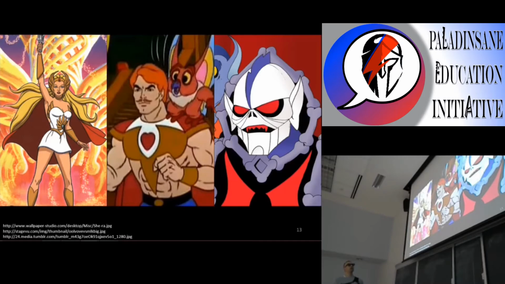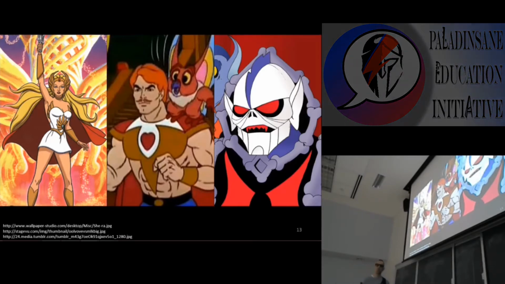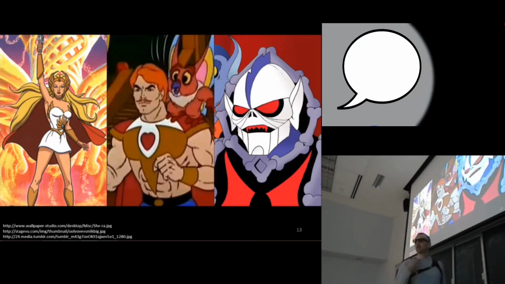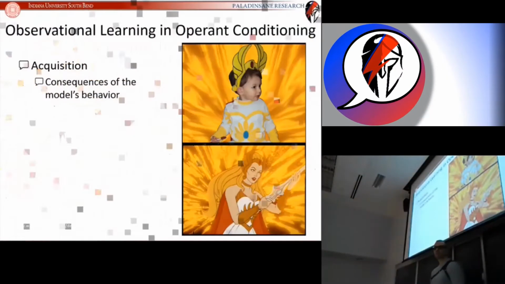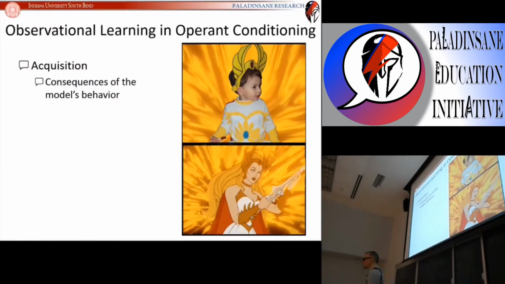Bo was slightly reinforced, but he kept getting into trouble, so his actions were punished. Hordak always lost, so his actions were always punished. And therefore, according to the principles of acquisition, Isabella should have been more likely to model and learn from She-Ra's behavior, which, as we saw, she did. So that's the first one, the consequences of the model's behavior.